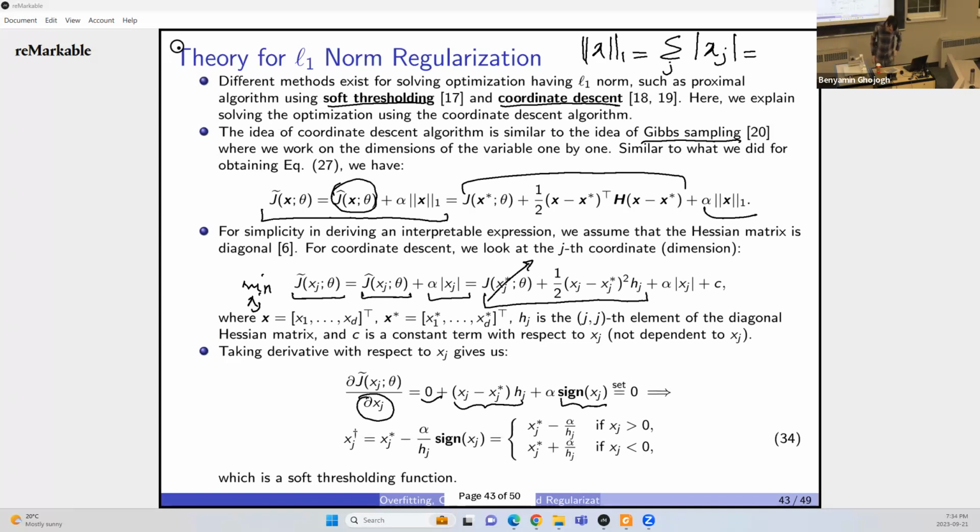Set it to 0. And what happens? Rearrange the terms. You will get this, right? Therefore, when xj is positive, we have this. It simplifies to this. When xj is negative, it simplifies to this, right? This is called the soft thresholding function. Whenever you work with optimization of the L1 norm, you hear soft thresholding. Okay.